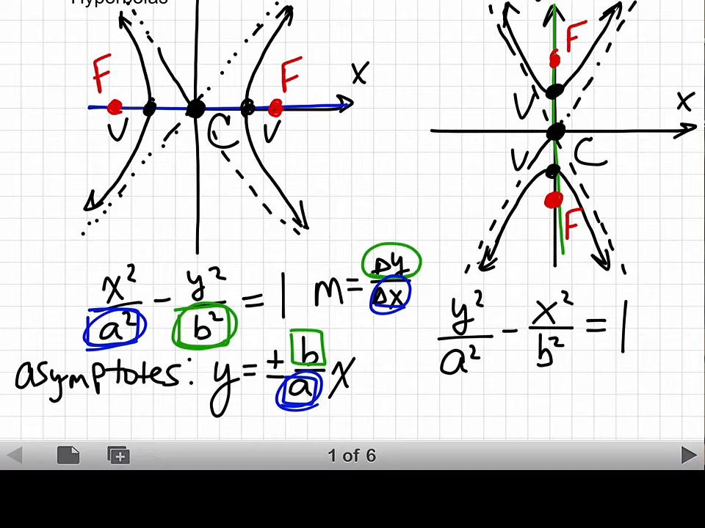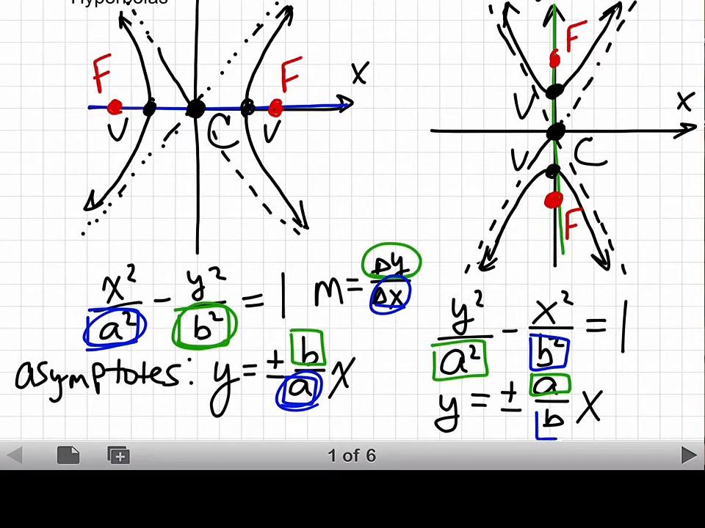In the case of a vertically oriented hyperbola, we've got y is equal to plus or minus a over b times x. And the reason it's switched, a over b, is because a squared is associated with the y squared, and so it is still in the numerator. And b squared is associated with the x squared, so it's still in the denominator. Again, those are square roots. So it's still the idea of the change in y over change in x.